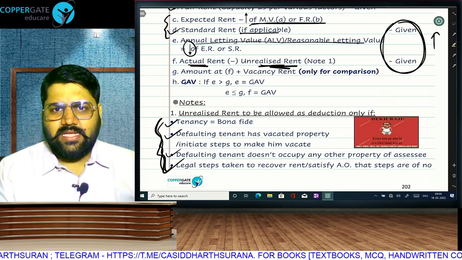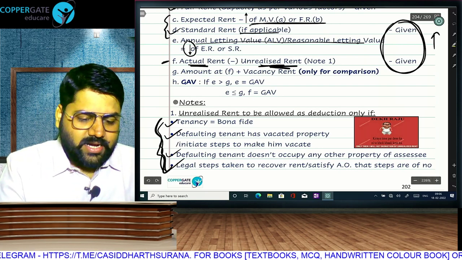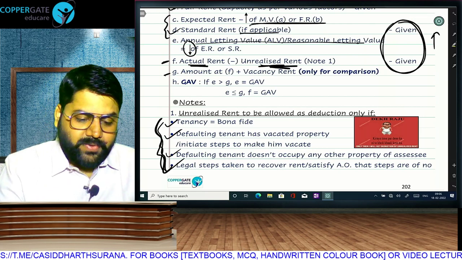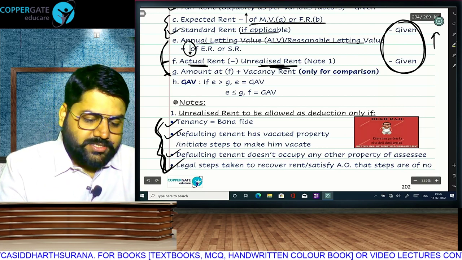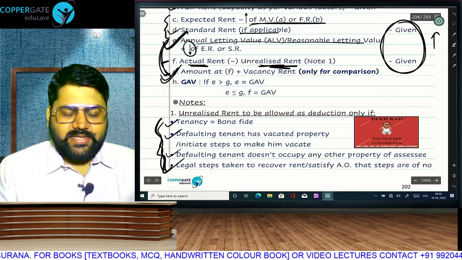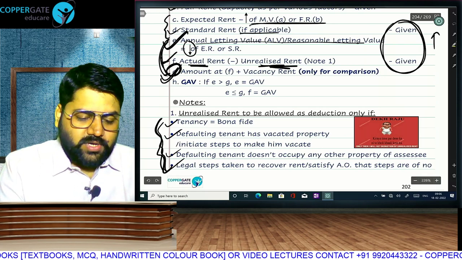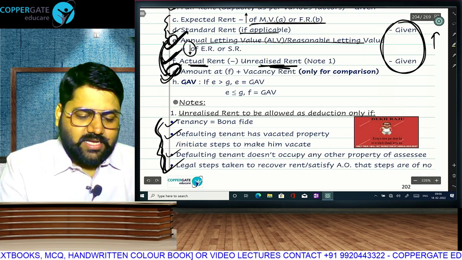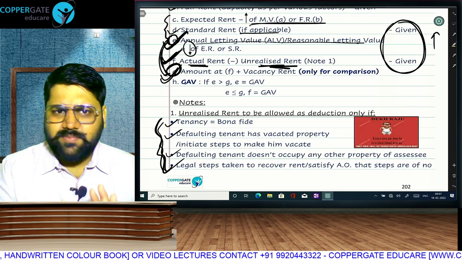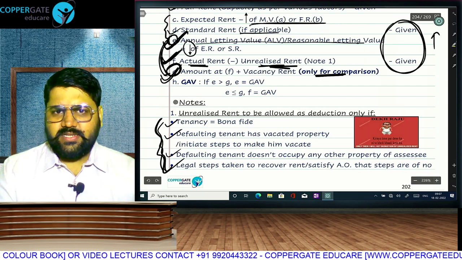But in case there is any vacancy, there may not be a tenant all throughout the year, then in this rent, add the vacancy period. Rent only for comparison purposes. So comparison will happen between E and G, because this is a 12-month figure, we have to make this also 12-month. Comparison will happen between these two figures. If G is higher, that means you have to take F as GAV. And if E is higher, then E will be GAV. GAV will be between E and F. G will never become GAV. It is done only for comparison purposes.